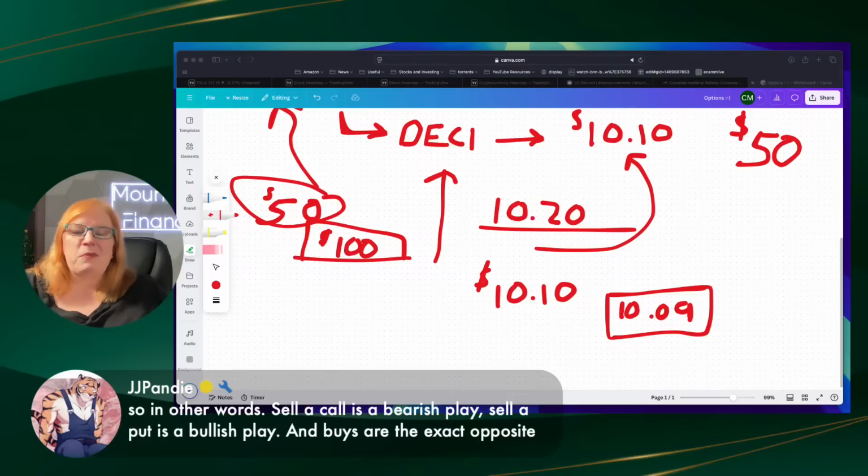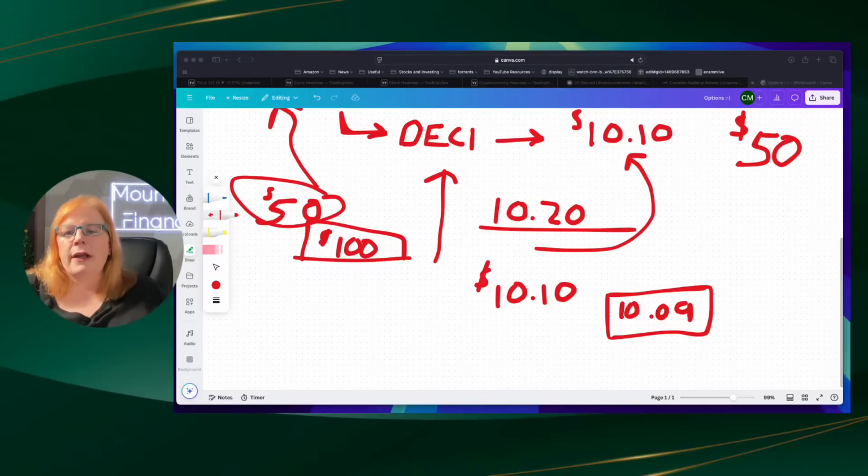Options can have different expiration cycles. You can write one for a week, one for a month. You can even write options for a whole quarter. So that's another consideration when you're writing an option, is you want to be looking at which time frame you think is going to work the best for you.